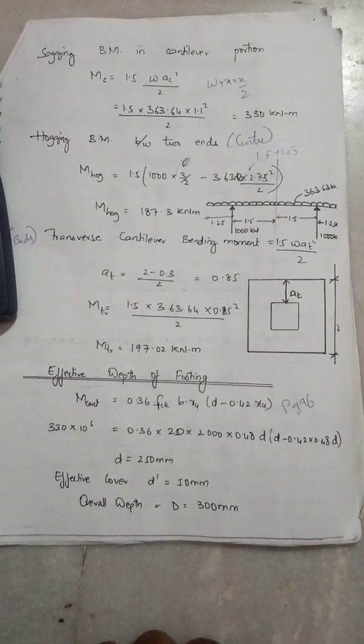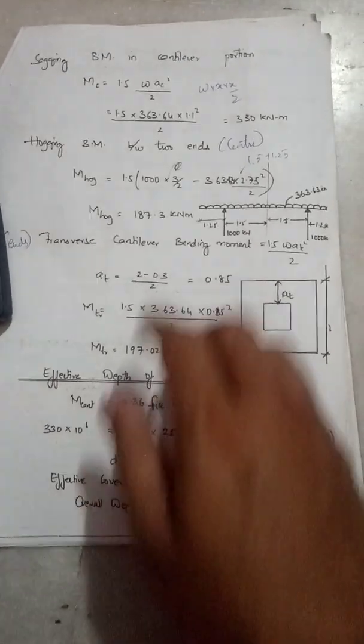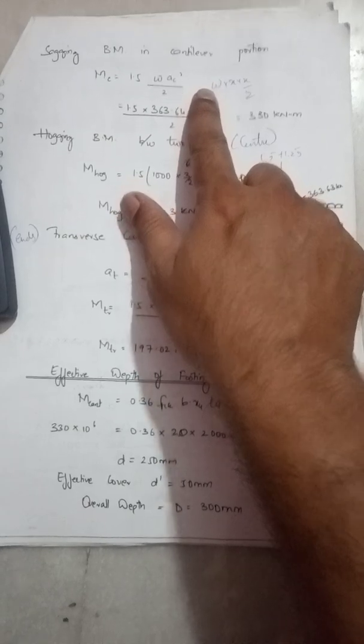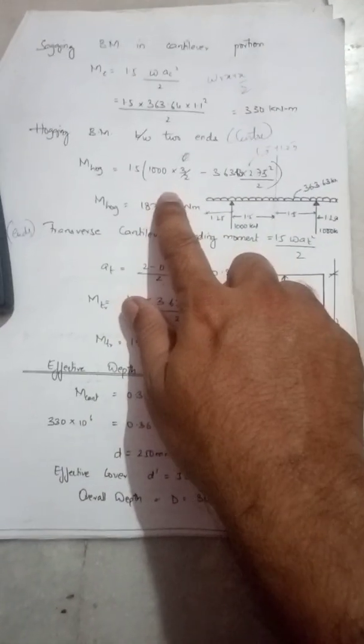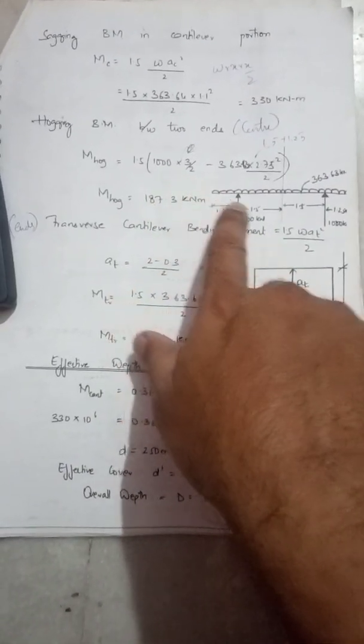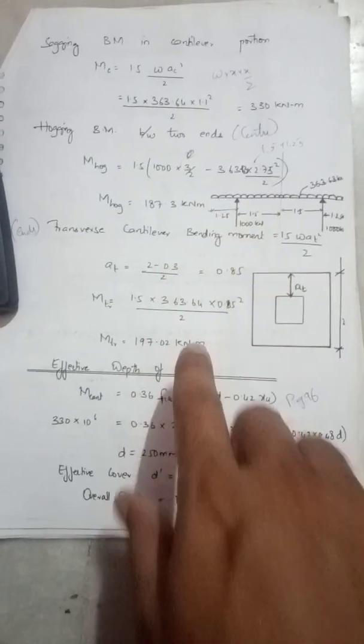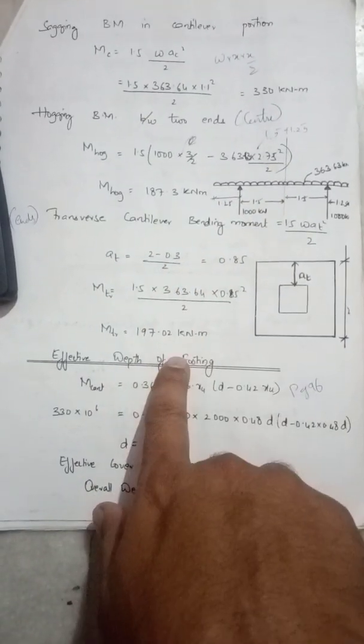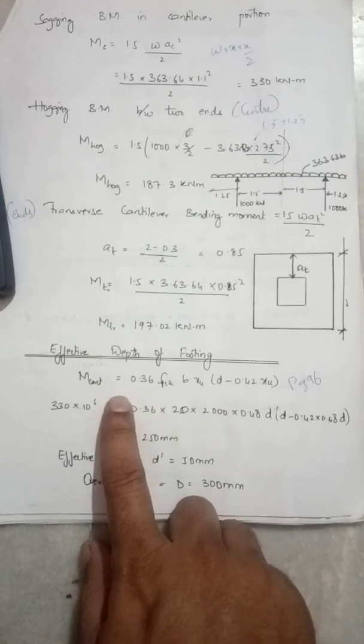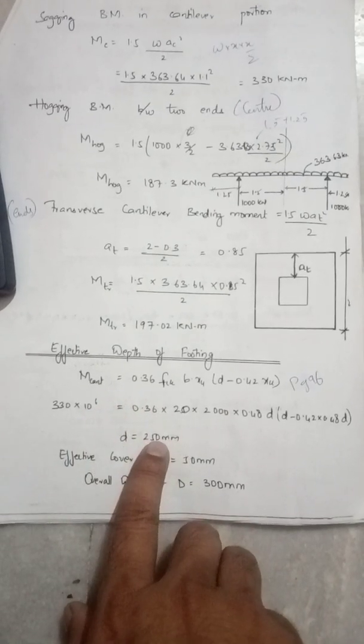Yes, now we have found out the moment at the three places, that is at the cantilever portion, between the two columns where the point of contraflexure is, and at the transverse part. You can see from there. Now we'll find out the depth of the footing.